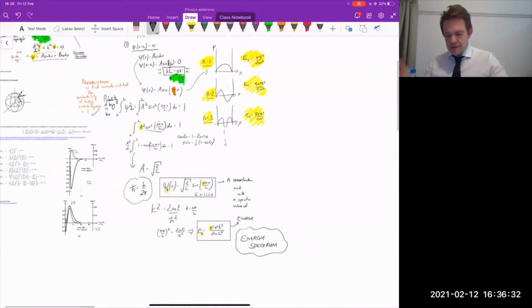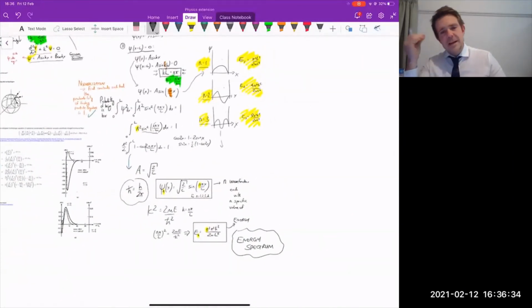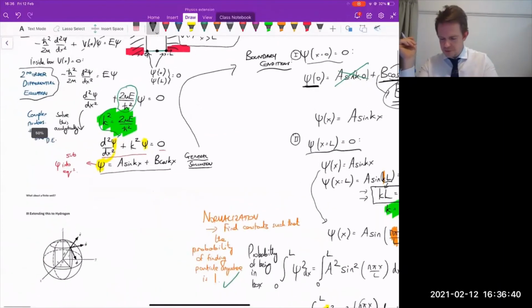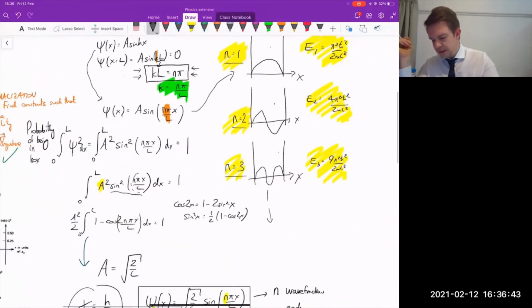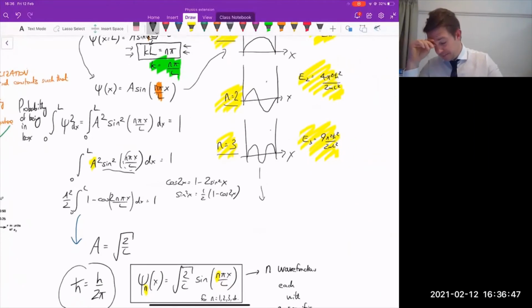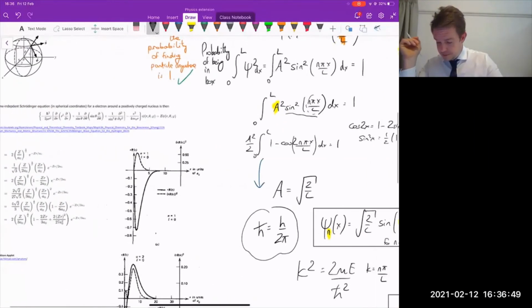So what I've just done is what you'd cover in the second year, or maybe late in the first year of an undergraduate course. So, you know, the maths isn't actually that bad, but that's particle in a box.